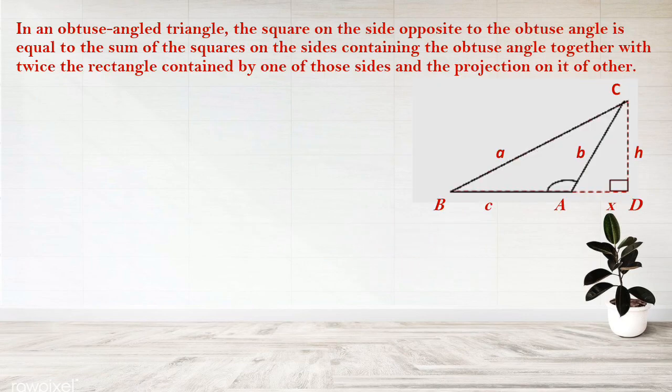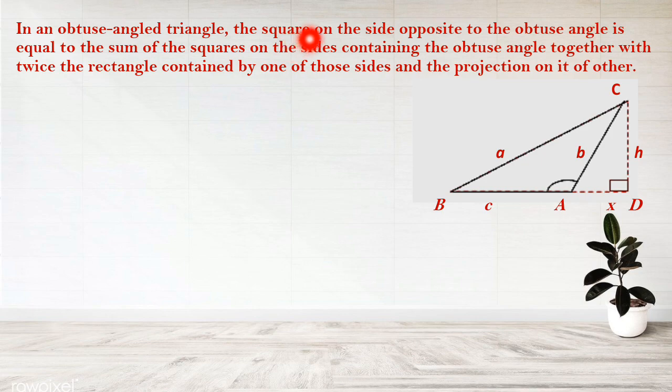Okay students, here is the statement of this theorem, which is in an obtuse angle triangle. An obtuse angle triangle means a triangle having one angle which is greater than 90 degrees. So here is an obtuse angle, which is angle A, or you can say BAC is an obtuse angle at A. And what do we have to prove?